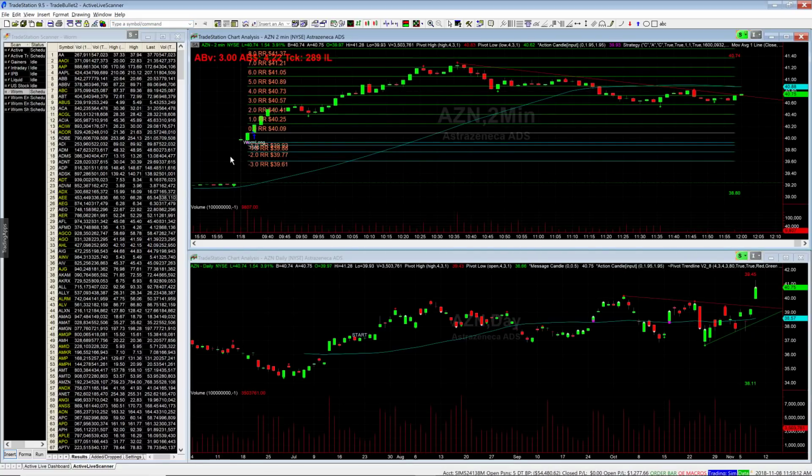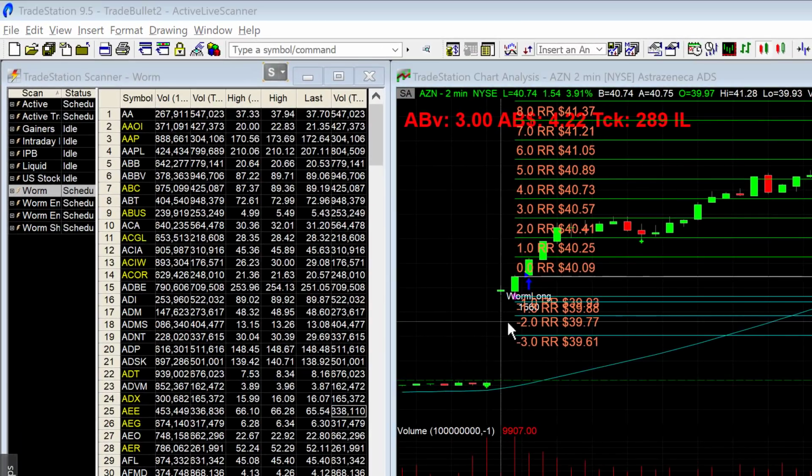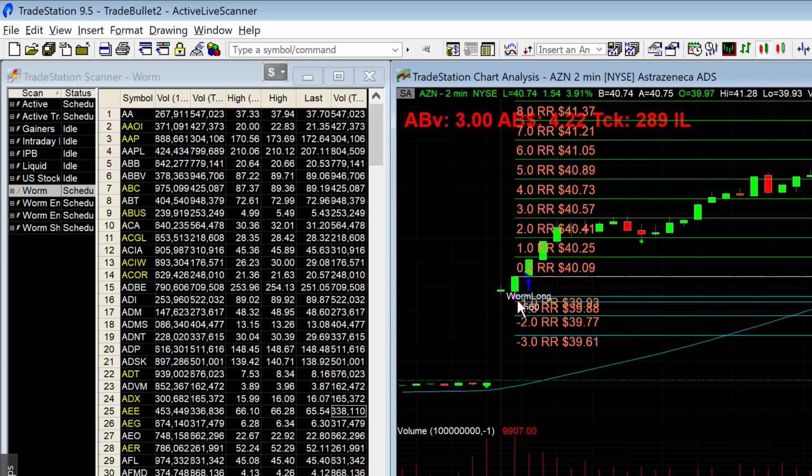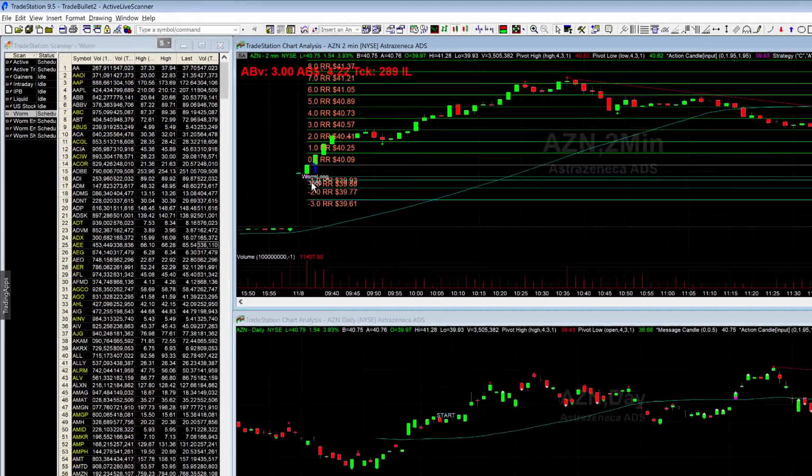So AZN, which is AstraZeneca, triggered my entry signal at 9:34 a.m., right where I've got my mouse right now, 9:34. It's hard to see, but there's a little pink dot right by my mouse arrow, and that pink dot represents my action candle.